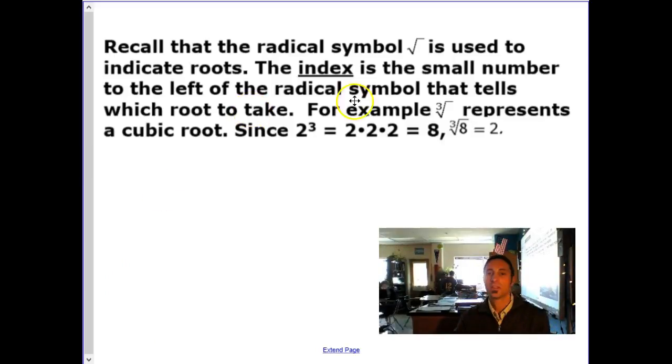So recall, this is the radical symbol. It's used to indicate roots. The index is the small number to the left of the radical symbol. So like right here, you would say this is the third root or the cube root. For example, the cube root of 8 would be 2, because what number times itself 3 times is equal to 8? Well, that number is 2. 2 times 2 times 2 is 8.